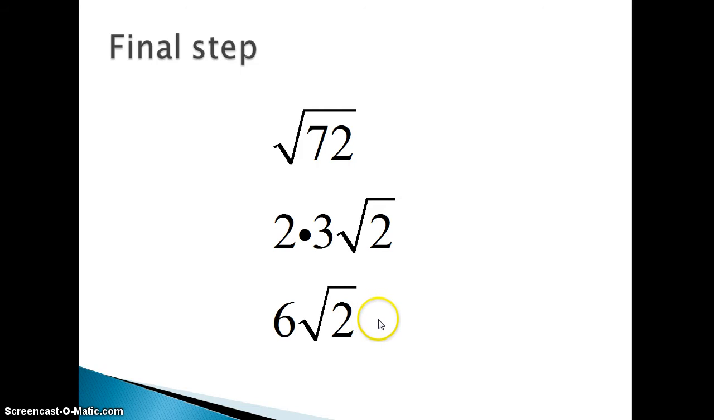So here's what your notation might look like. Notice that in this last step, I multiplied the escapees back together to get my 6.